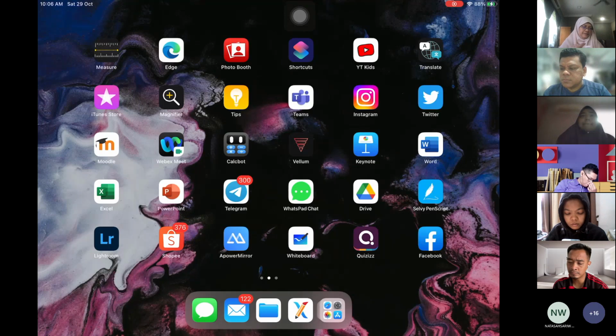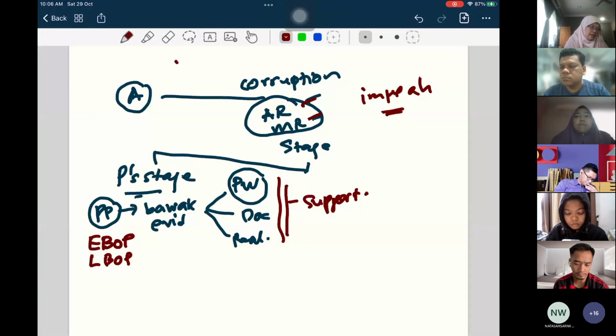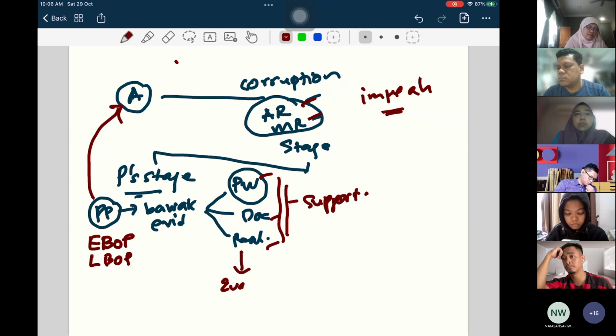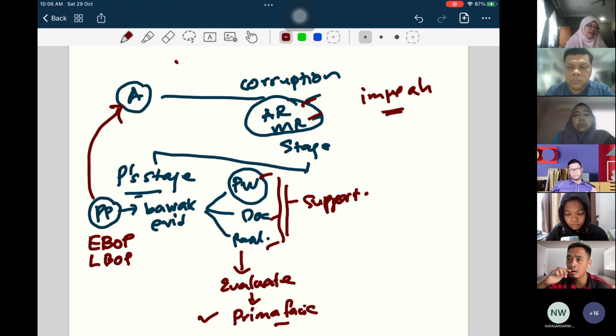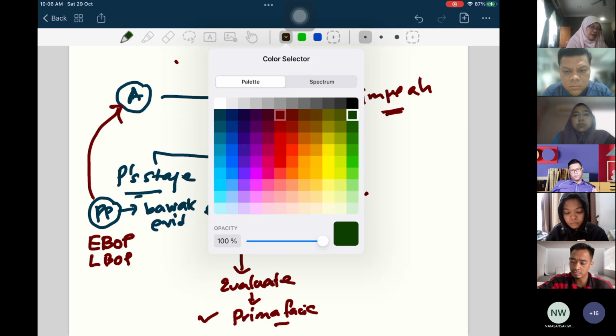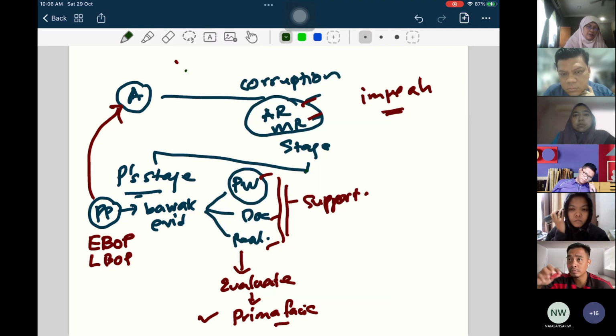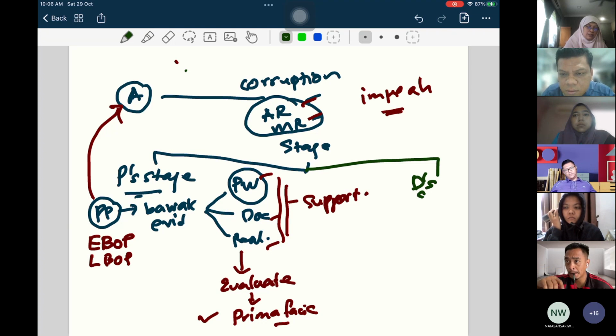Ya. So, maknanya, dalam case corruption, prosecution here is making an allegation A commits crime. Prosecution akan bawa saksi-saksi berkenaan case tersebut. Lepas tu, court akan evaluate. Okay, katakanlah upon evaluation, prima facie buktikan. What happened to the case now? Kalau dah prima facie kat situ, you pergi dekat defense stage.